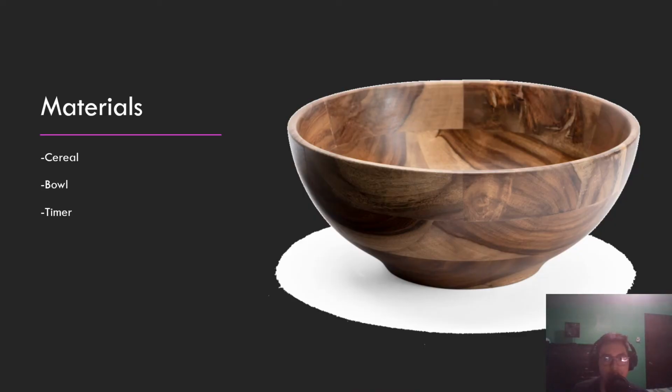The materials I used during the project were cereal, a normal cereal. In this case, I used cornflakes cereal, and I used a bowl and a timer to get the time of the cereal reaching the bowl.